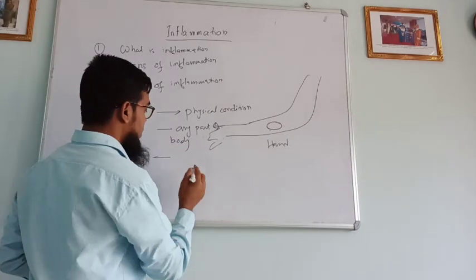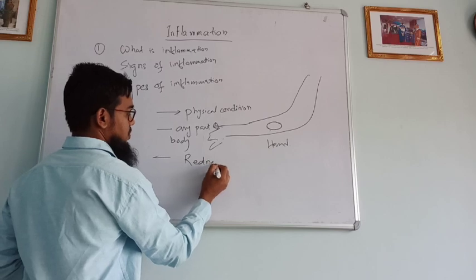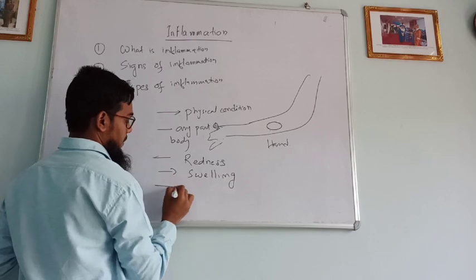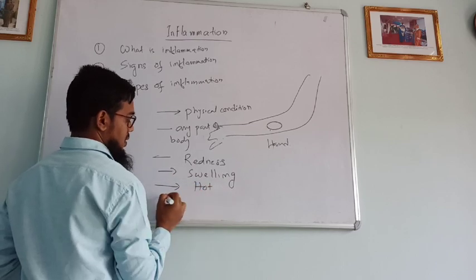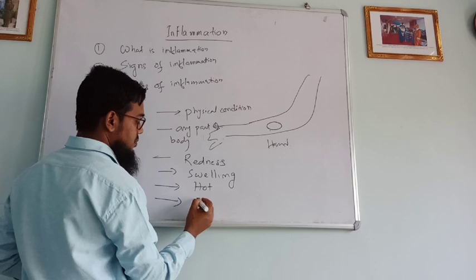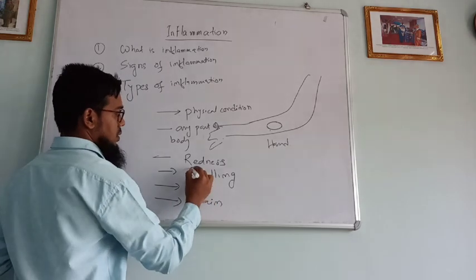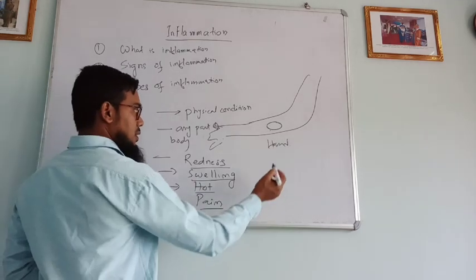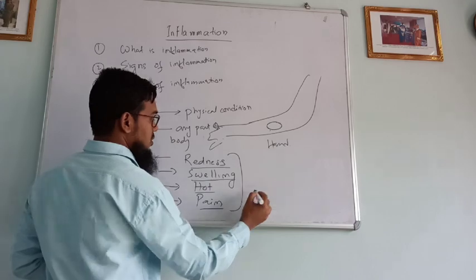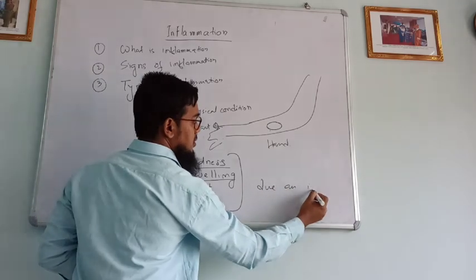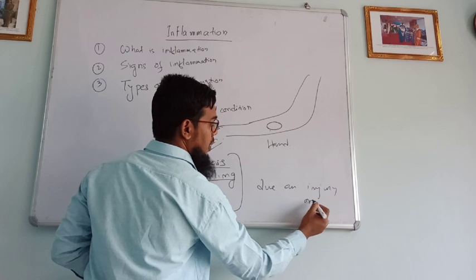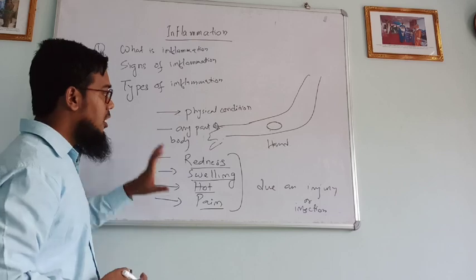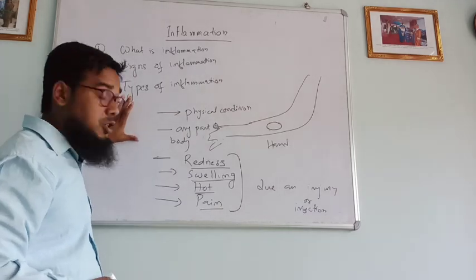what will it get? It will get redness, swelling, hot, and pain. Redness, swelling, hot, and pain. This is due to an injury or infection. So this is the definition of our inflammation.